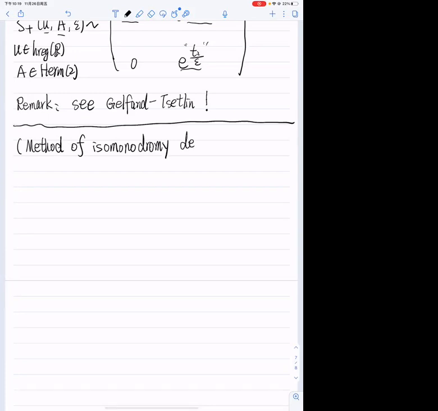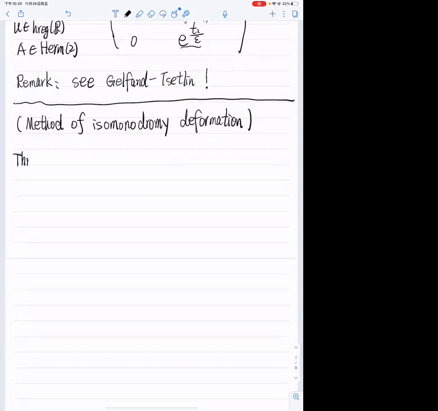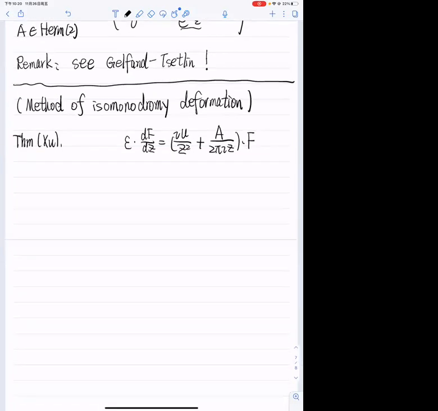I use the method of isomonodromy deformation to prove the following theorem first. So the first theorem in this talk is as follows. Let me write down our equation again. Our equation is epsilon, a small real parameter, times dF/dz equals iota U, a real diagonal matrix, plus a Hermitian matrix A over 2 pi iota z, times F.